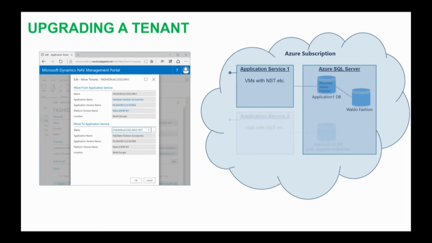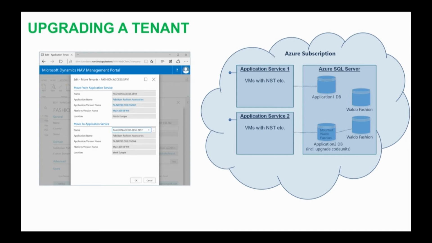So what you have to do is create a second application service running your new application. And this application can have your upgrade logic as well. When you then move a tenant from one service to another, we do the following. First, we dismount the tenant from the old service. Then we create a copy of the database. And then we mount it on the new service.